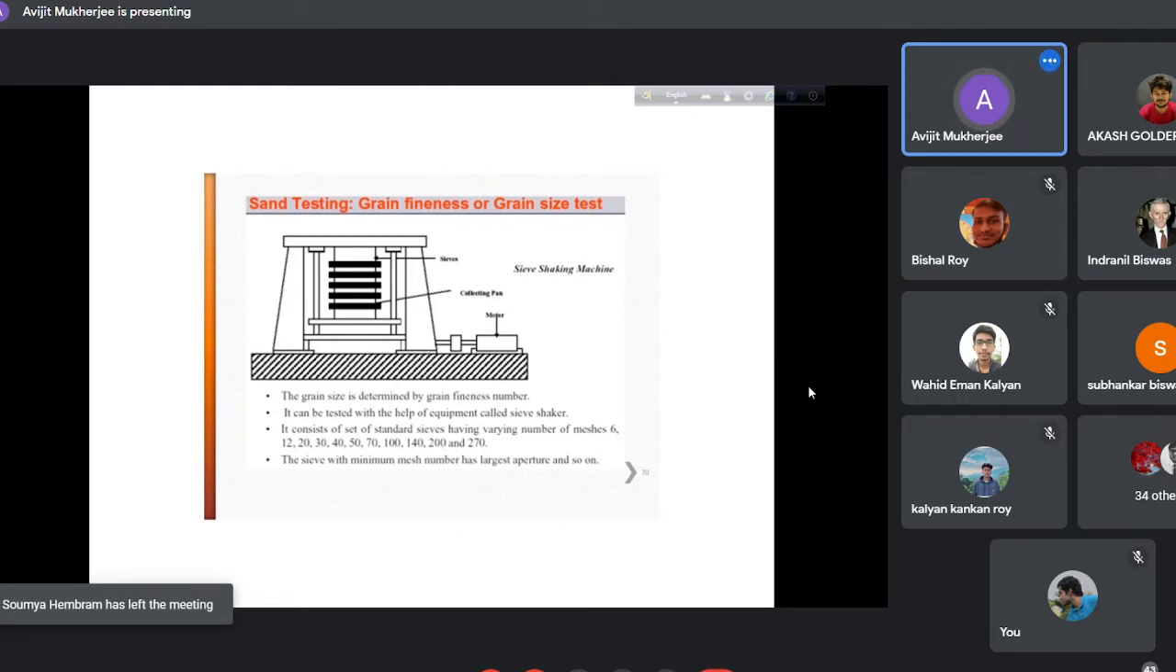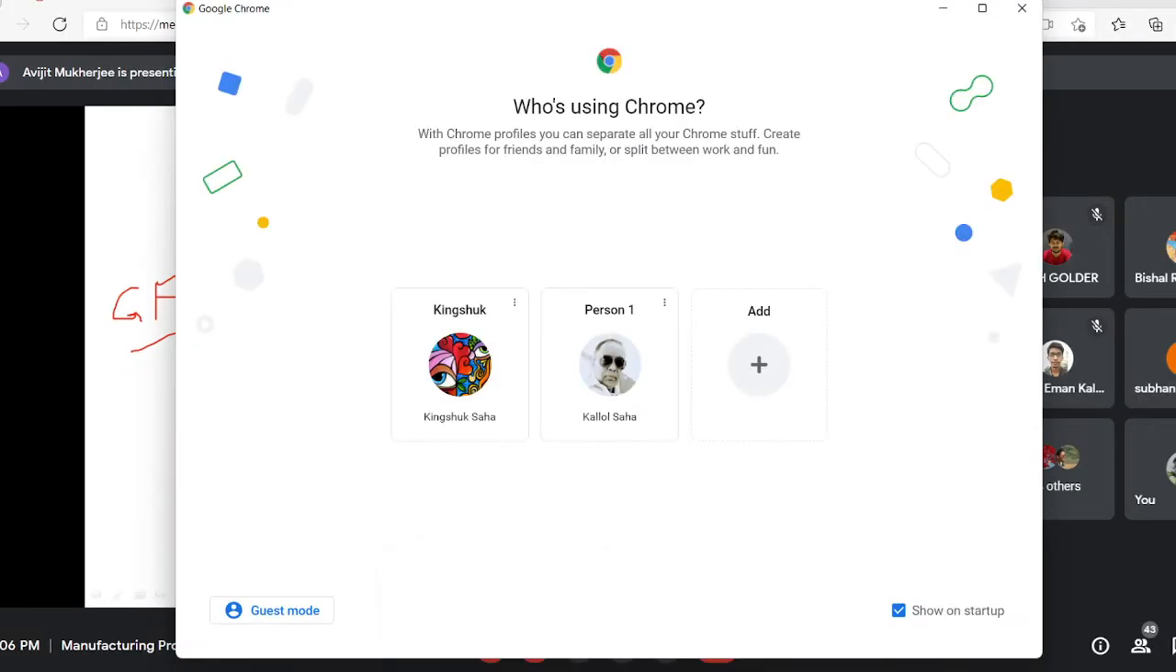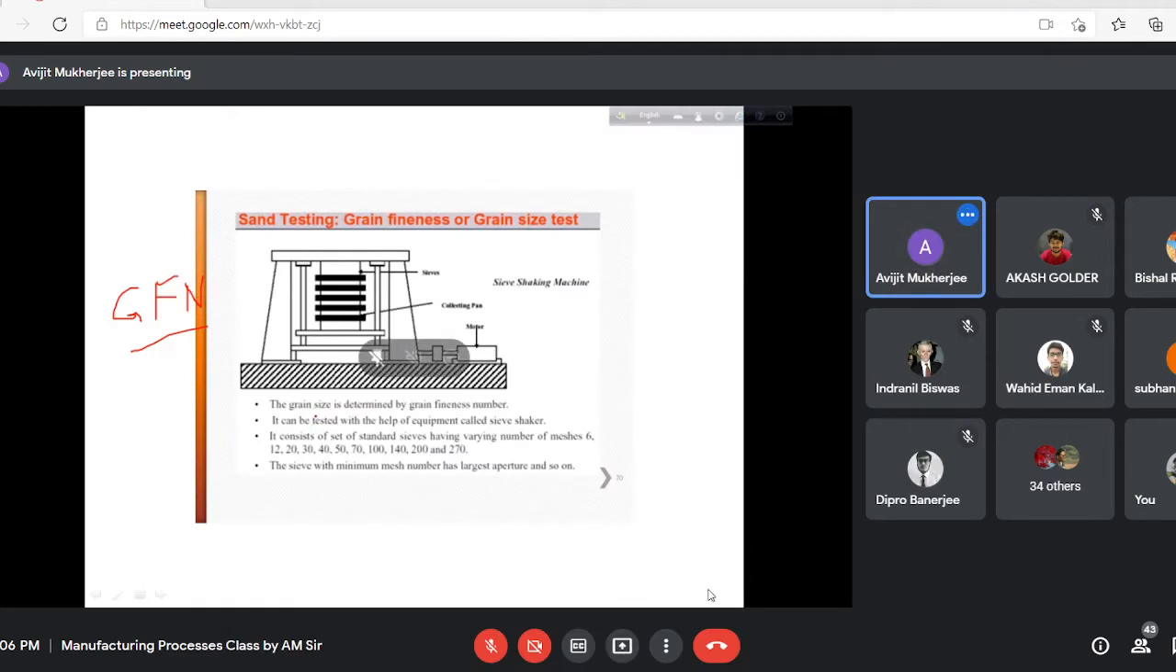So I am writing here. Grain fineness number, GFN. So GFN is to be calculated. Now, this grain size, that is nothing but the size of the grain, is determined by the grain fineness number, that is GFN.